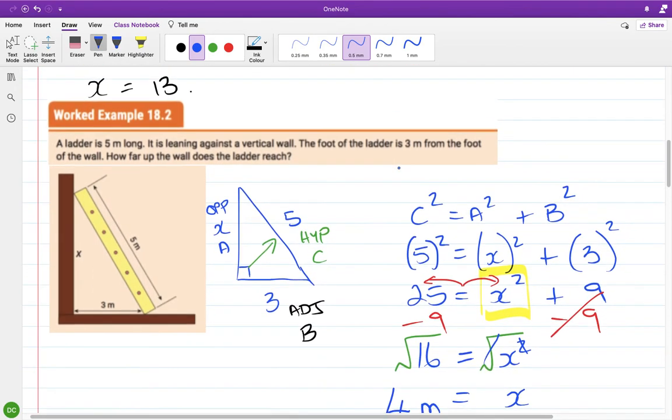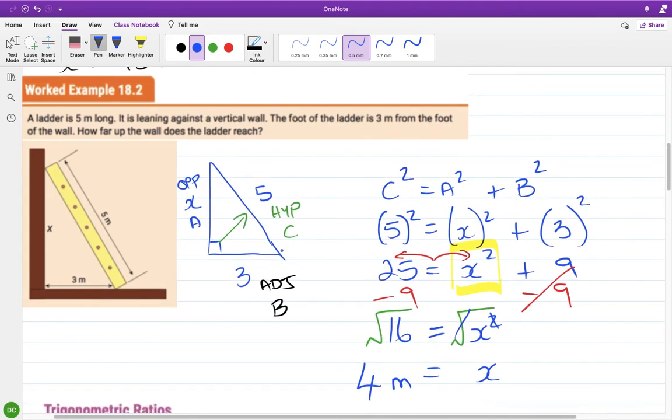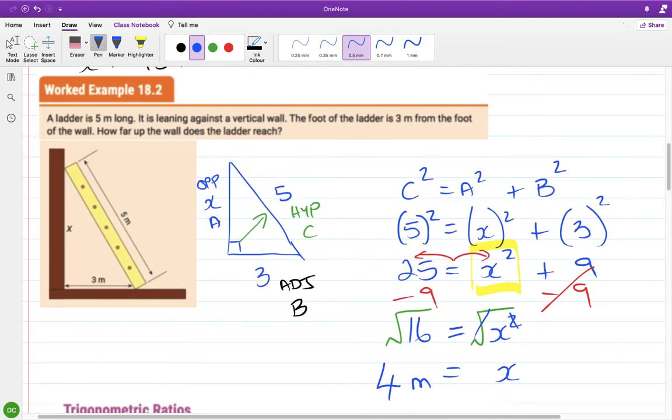The easiest versions of these questions are when C is the thing you don't know, okay? Down here, we knew the hypotenuse, it was 5. It was the opposite that we didn't know. And when that's the case, it requires a little bit of algebra to rearrange the equation.